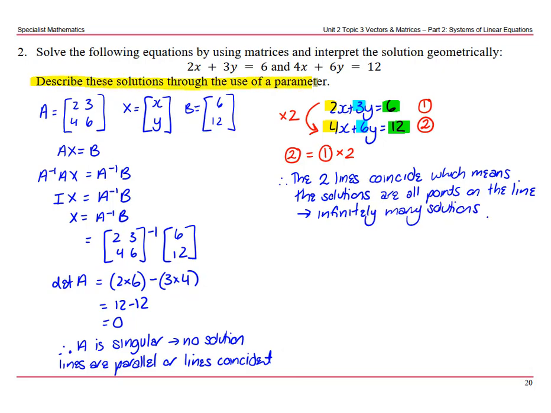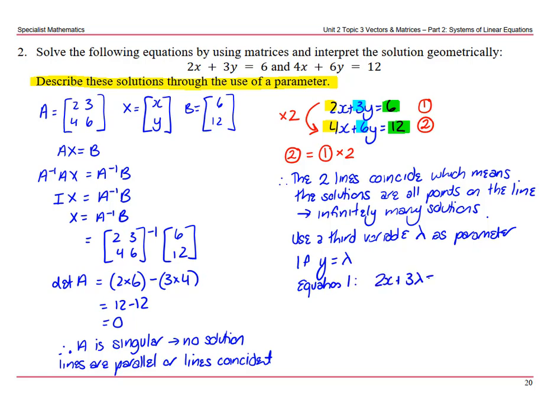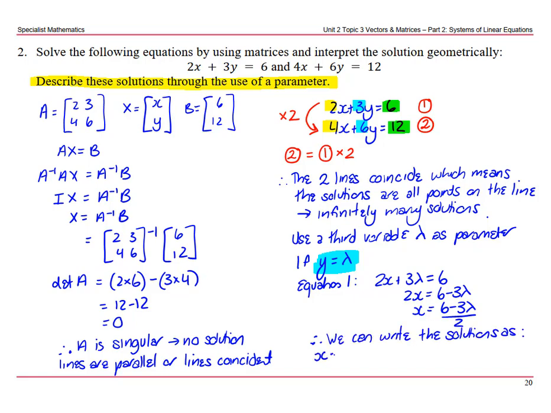Now the second part of the question said, describe these solutions through use of a parameter. So if we use a third variable, lambda as the parameter, let's let y equal lambda. So equation 1 can be rewritten as 2x plus 3 lots of lambda equals 6. Rearranging for x, because we already know that y is equal to lambda, we want to know what x is. 2x is going to be 6 minus 3 lambda. So x is 6 minus 3 lambda over 2. So therefore we can write the solutions as x equals 6 minus 3 lambda over 2 and y equals lambda, and that's for lambda an element of the real number system. Now this is called the parametric description of the line.